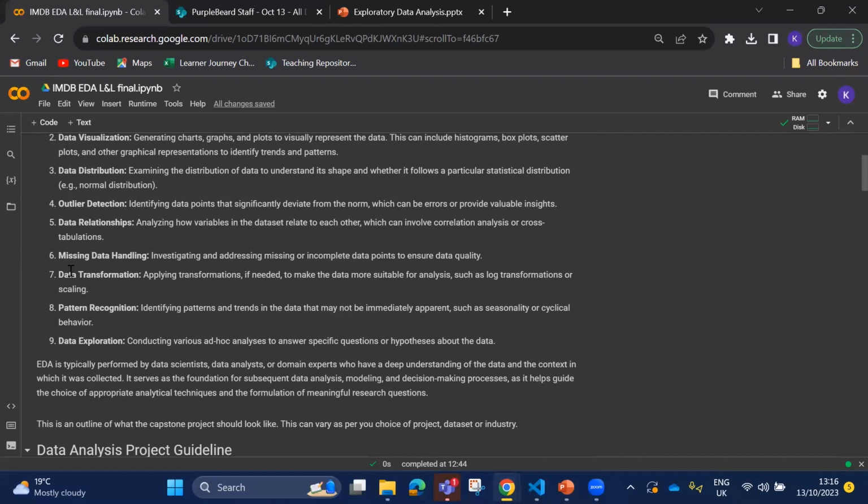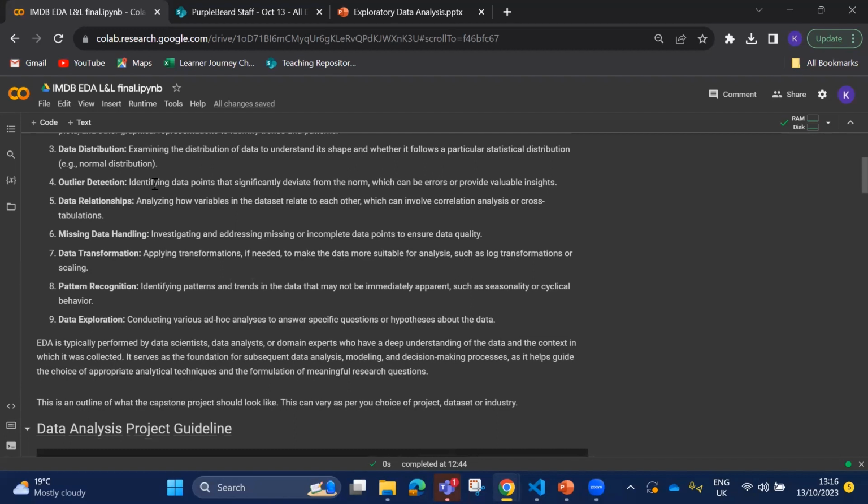However, our idea is that if a column follows a certain distribution, then we know a thing or two about how to calculate the probabilities for that distribution. Let's say if data follows a binomial distribution, there's a formula to calculate the probability. So we also check that. That means examining the distribution of the data to understand its shape and whether it follows a particular statistical distribution.